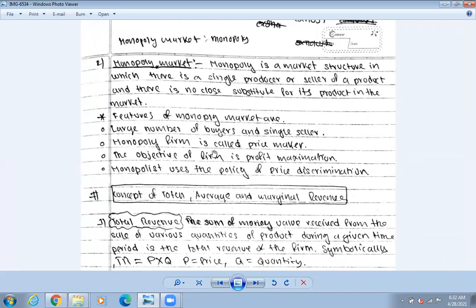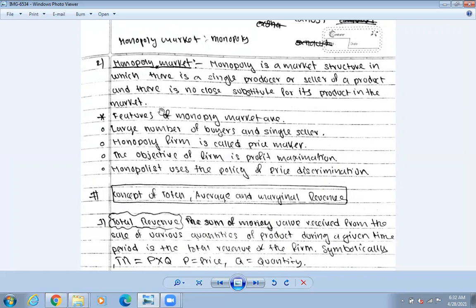So what is a monopoly market? A monopoly market is a market structure in which there is a single producer or seller of a product, and there is no close substitute for its product in the market. There are many buyers, obviously we the public are many. So there are many buyers, but what is a monopoly?